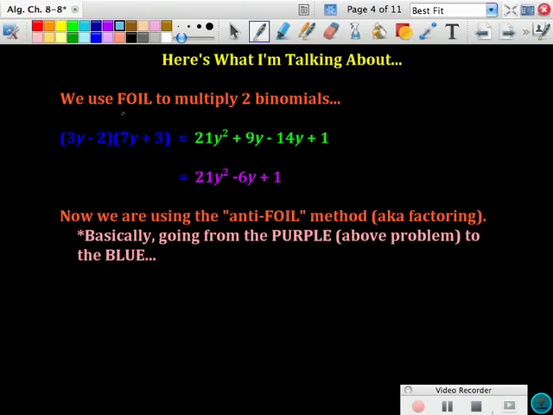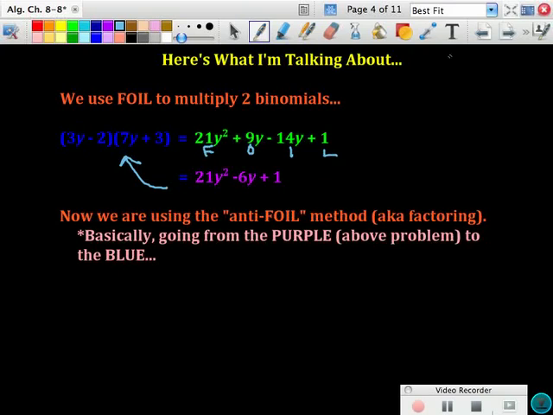So, first of all, you use FOIL to multiply two binomials, right? So first, outer, inner, last, right? And then we simplify. So this would be your final solution. Well, now we're doing something, and this is a term that I made up. All right, anti-FOIL. I made that up when I was making this. That's not real. So anti-FOIL method, which is factoring, which means instead of going from the blue to the purple like this, we're reversing that, and we're going from the purple to the blue. So we are taking the polynomial, splitting it up so that we have the product of two binomials.